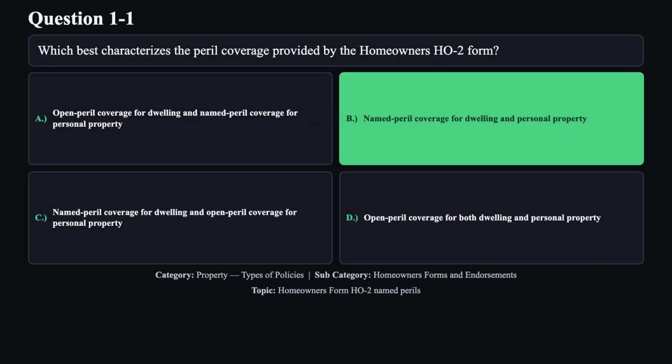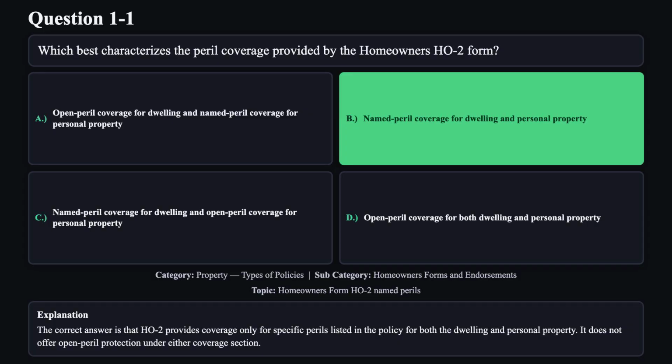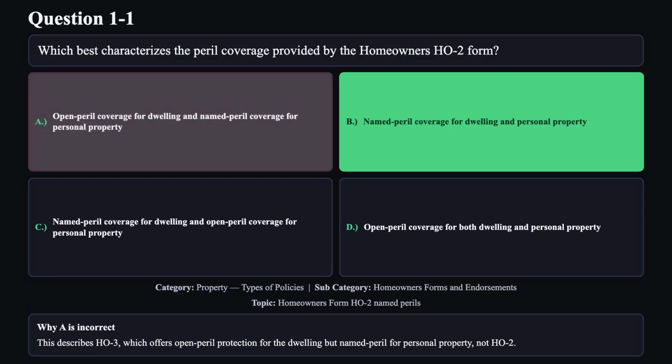The correct answer is B. The correct answer is that H-02 provides coverage only for specific perils listed in the policy for both the dwelling and personal property. It does not offer open peril protection under either coverage section. Reason A is not correct. This describes H-03, which offers open peril protection for the dwelling, but named peril for personal property, not H-02.